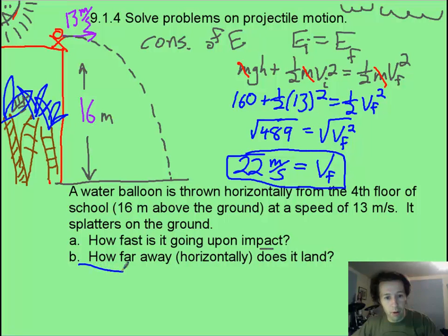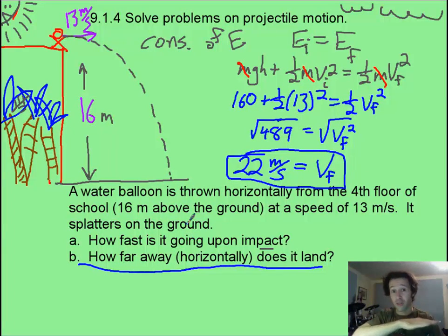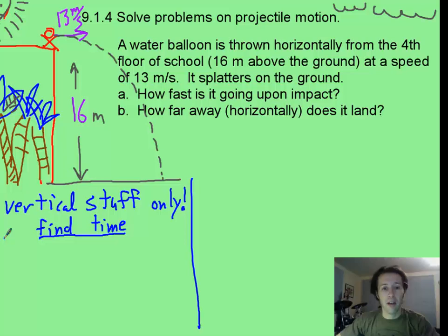Now, pause it and work on part B to find out how far horizontally it lands. And as a hint, remember to separate your vertical stuff from your horizontal stuff. A common problem-solving method that works for projectile motion is if you're looking to find horizontal stuff, it's best to find the time first, or how long it takes for it to hit the ground. So to do that, you usually look at only the vertical stuff. And remember, always separate your vertical from your horizontal.